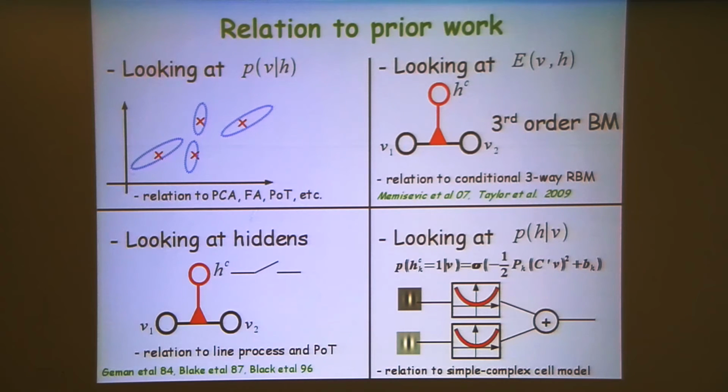And then this model also relates to the line process. If you interpret the latent variables as switches, if the switch is on, you have strong dependencies between the pixels. If it is off, you break down those dependencies. It is also related to standard models in computational neuroscience for the simple and complex cells, if you look at the posterior distribution over the latent variables.